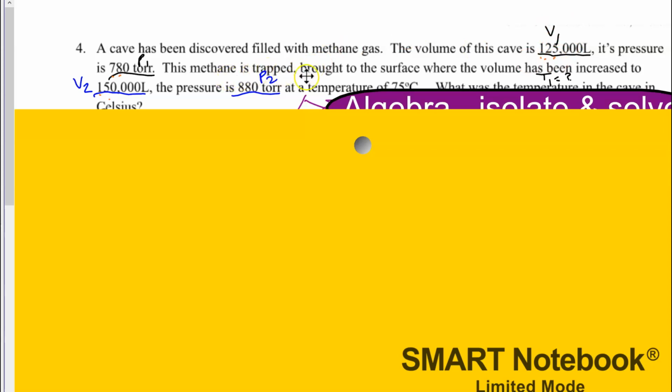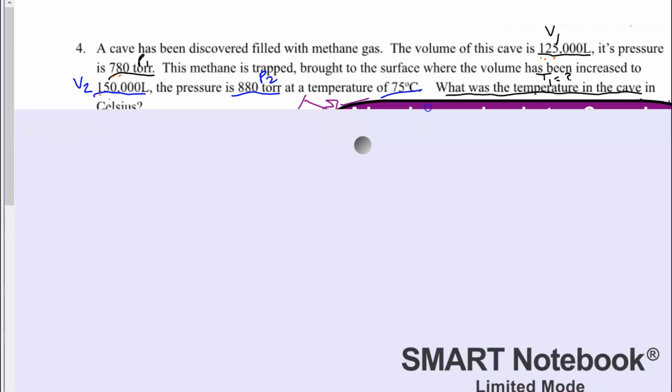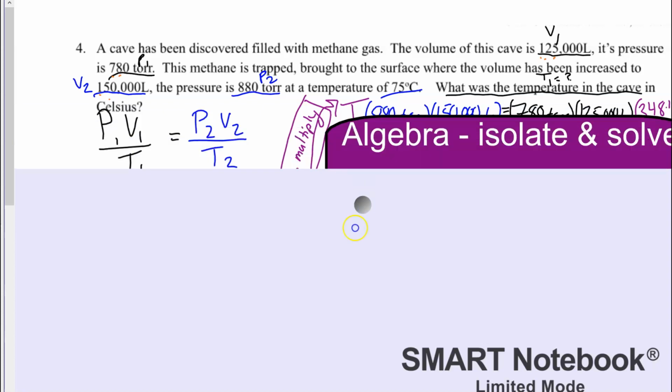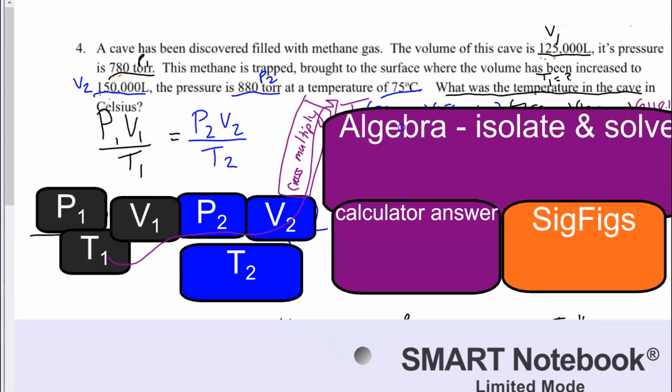The methane is trapped, brought to the surface, where the volume has been increased to 150,000 liters, that's V2, and the pressure is 880 torr, that's P2. Just remember that torr is essentially the same thing as millimeters of mercury, at a temperature of 75 degrees Celsius. So that is going to be our T2. What is the temperature in the cave initially in degrees Celsius? Okay, so that one's a little bit trickier. We're going to work through this step by step.